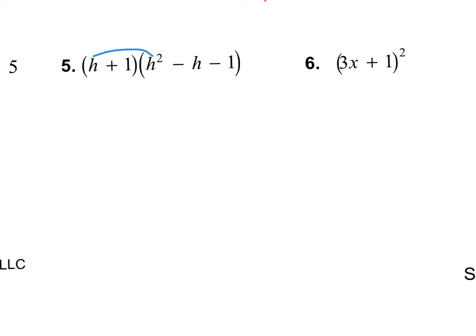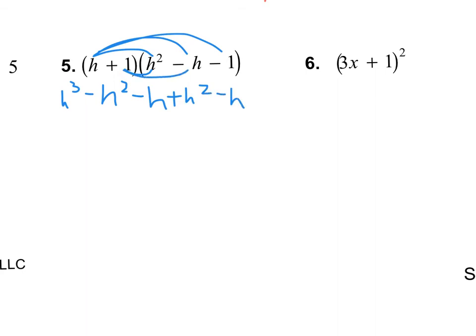So h times h squared is going to give me h to the third. H to the third. H times negative h is negative h squared. H times negative 1 is minus h. Then I do the same thing with the 1. 1 times h squared is plus h squared. 1 times negative h is minus h. 1 times negative 1 is negative 1.